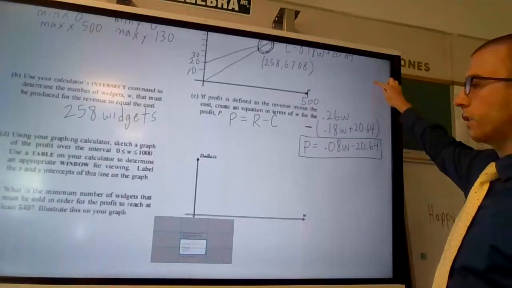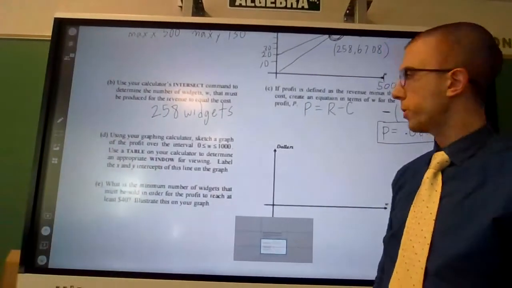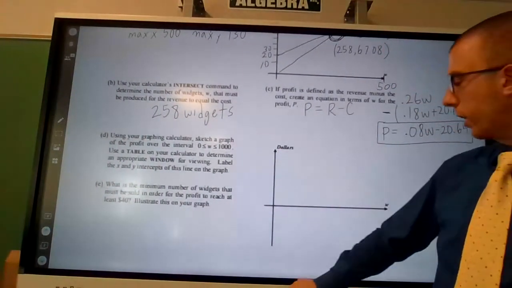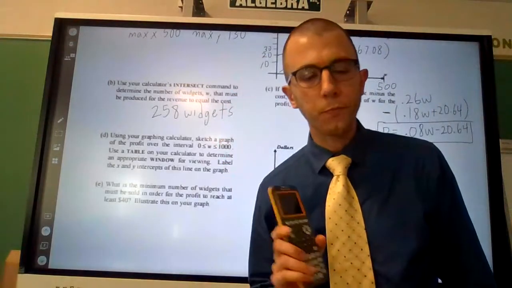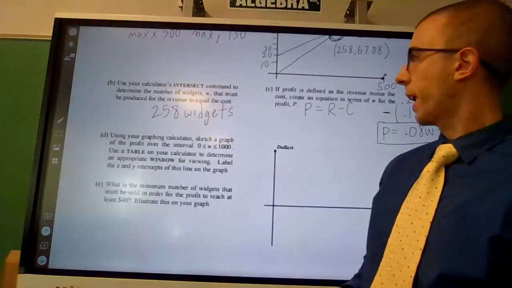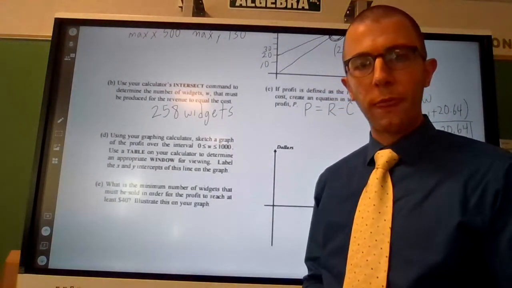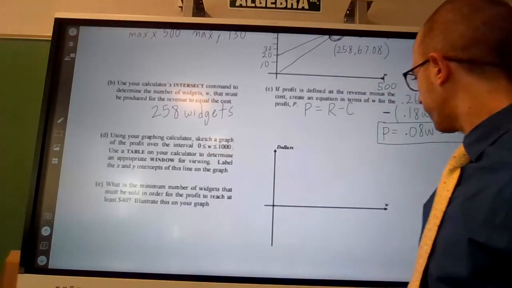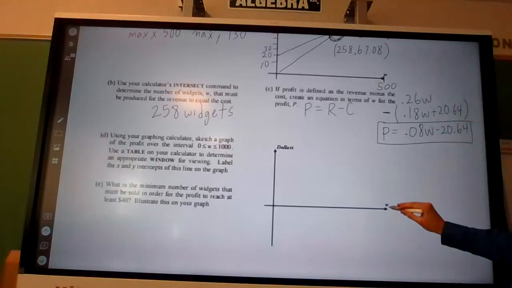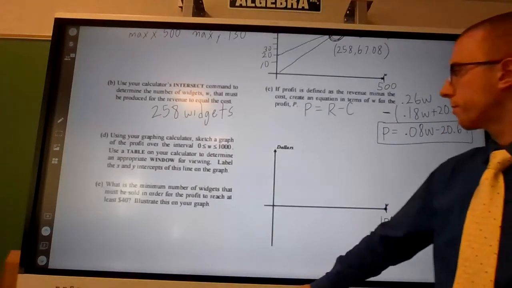So let's move right down. Almost done here. Last part. This is the ultimate conclusion. Using your graphing calculator. Okay? Again, we need these handy dandy tools. Using your graphing calculator, sketch a graph of the profit over the interval 0 to 1,000. Again, our domain interval in terms of the widgets, we're going from 0 to 1,000. So right away, I'm going to label 1,000 on the end over here.